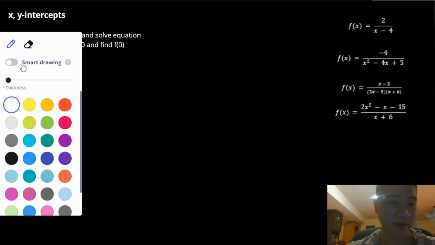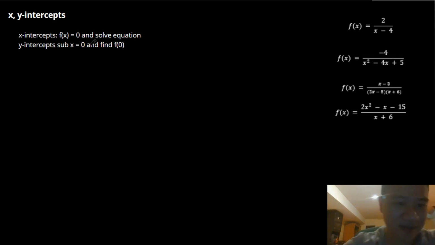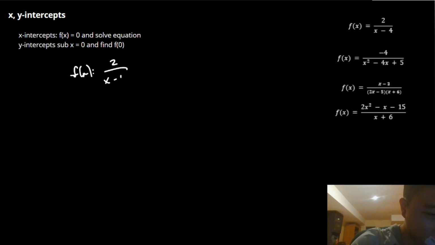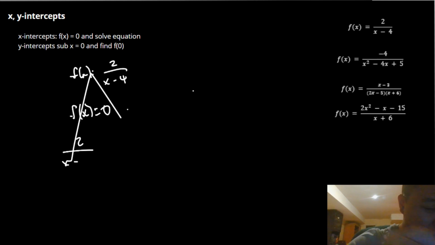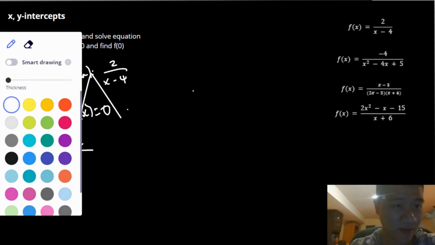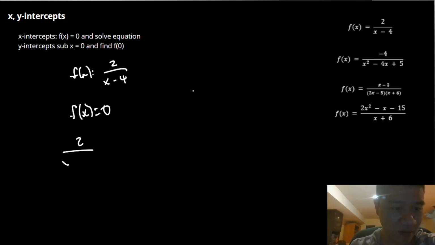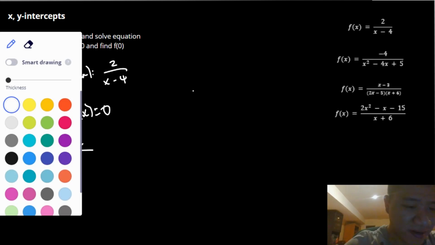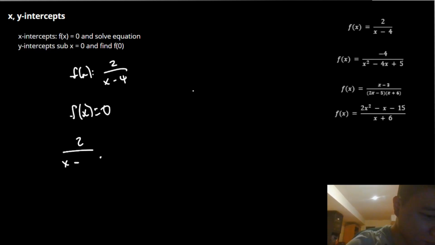Alright, so the first one, we can do f of x equals 2 over x minus 4. If you want to find the x-intercept, you just set f of x equal to 0. So 2 over x minus 4 equals 0.